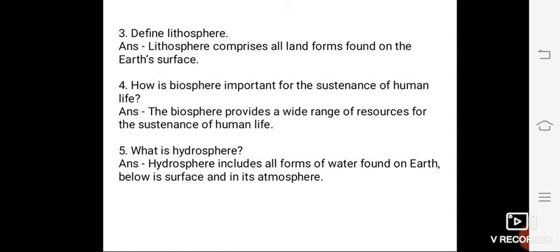Fourth one, how is biosphere important for the sustenance of human life? Because the biosphere provides a wide range of resources for the sustenance of human life. And the last question, that is, what is hydrosphere? Hydrosphere includes all forms of water found on Earth, below its surface and in its atmosphere.